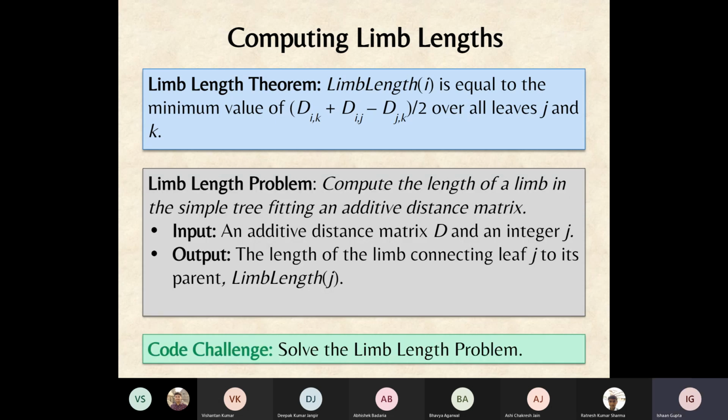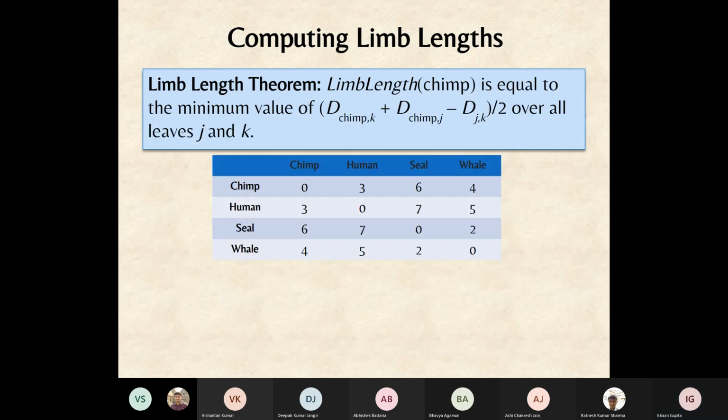The problem basically comes down to computing the length of a limb in a simple tree by fitting an additive matrix. The input is an additive matrix D and an integer J, and the output is the length of the limb connecting the leaf J to its parent. So here the limb is the distance between your organism, your leaf, and its parent. You know the distances of the leaves from each other, but you don't know the distances of the leaf from the parent. This is what we convert the problem into. Is this clear? Yes, sir.